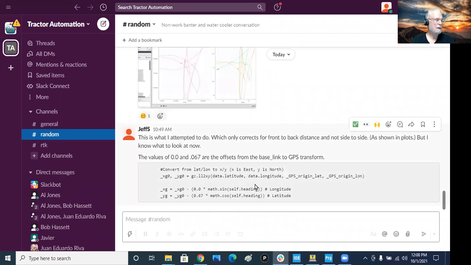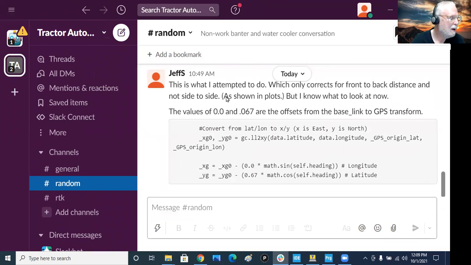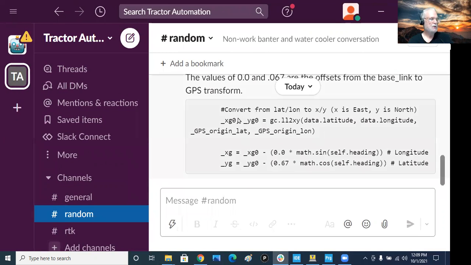back to, how can I, come on, there, that made it bigger, sort of. So down here where I'm saying the distance from the front GPS antenna to base link is 0.67 meters, and it does its calculations, and sure enough, that does work. But for the other direction, I say take the sine of the heading, multiply it by 0, which means I'm always going to get 0 out of this line right here. And since I'm not getting 0, that means I apply no correction to that.